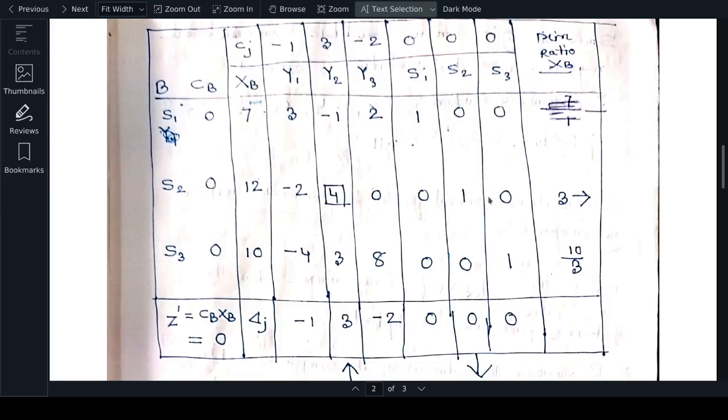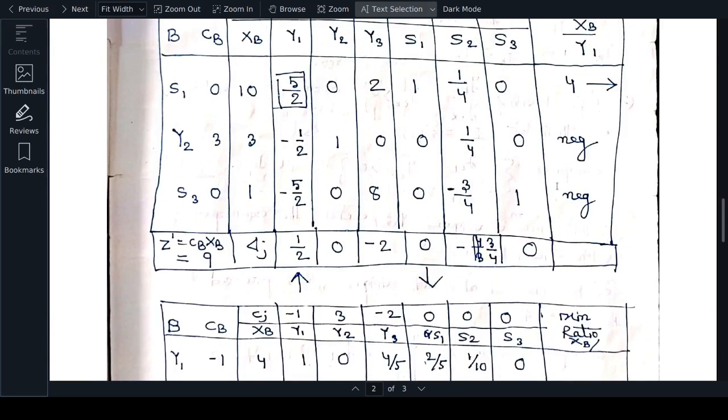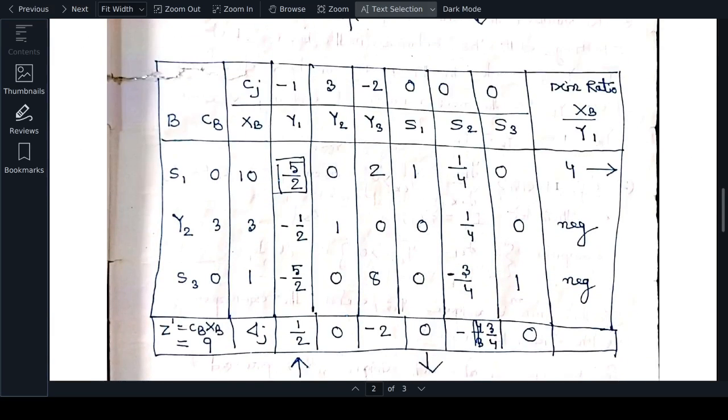Last class I have discussed up to table number 2. You see table number 2, up to that we discussed. So in table number 2, here one delta J is positive.